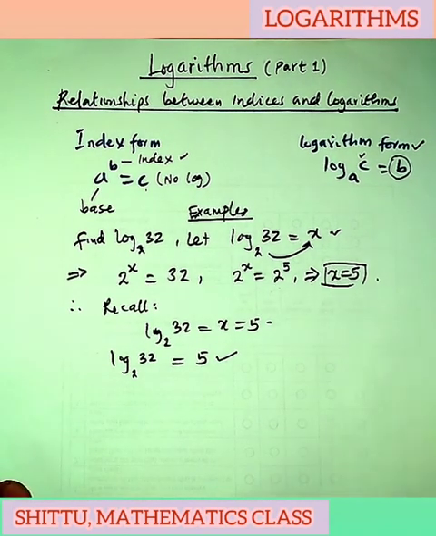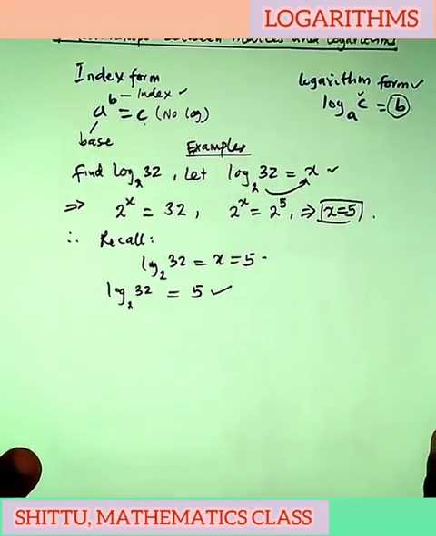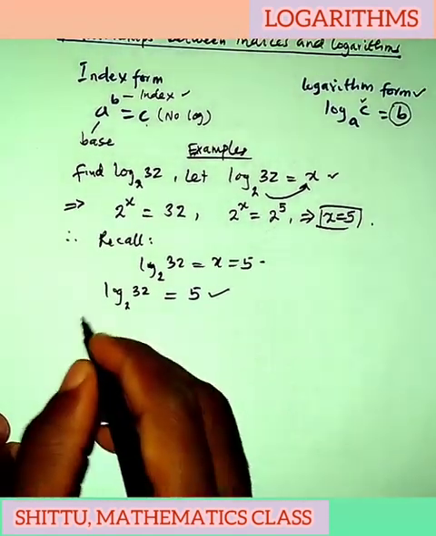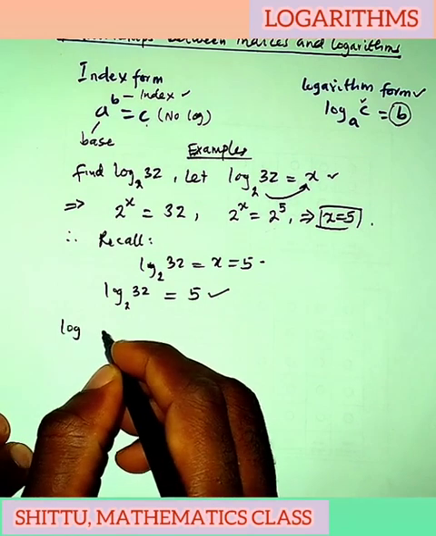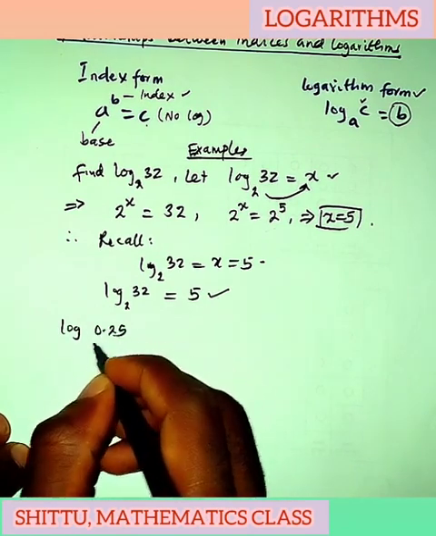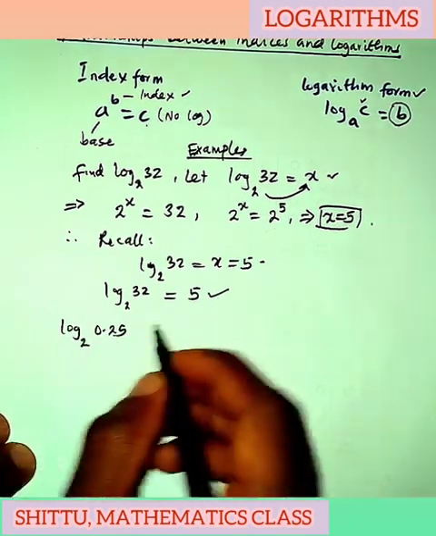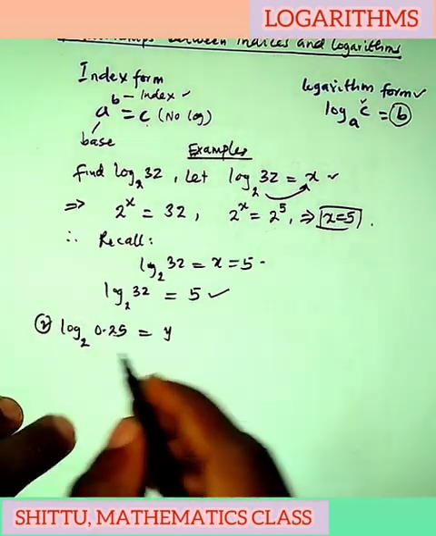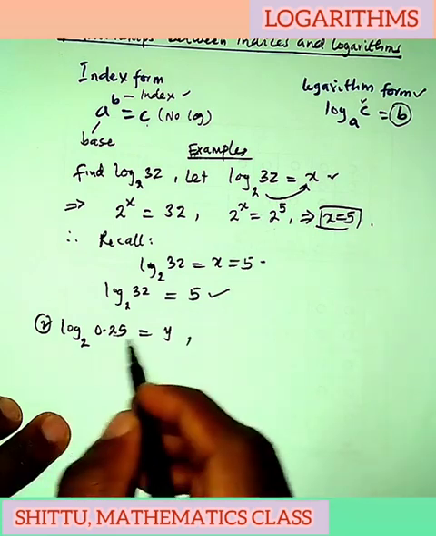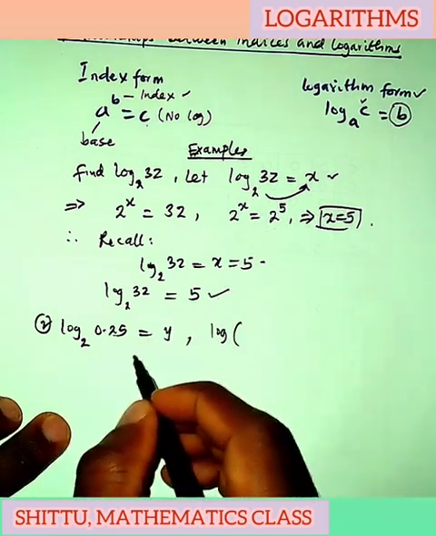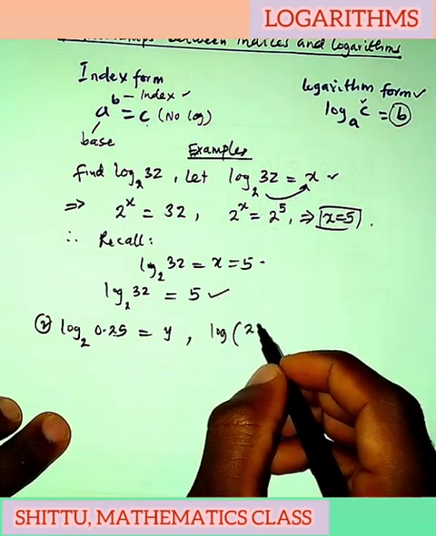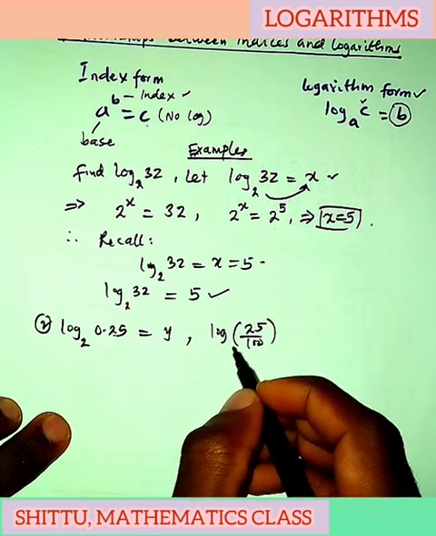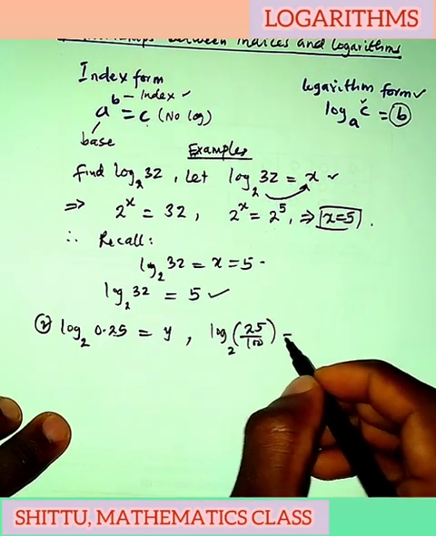After that, we have another question, which says log 0.25 to base 2. We are to find this. Let's say this is question 2. From here, we write this as log 0.25, in decimal fraction, to base 2, which is equal to y.